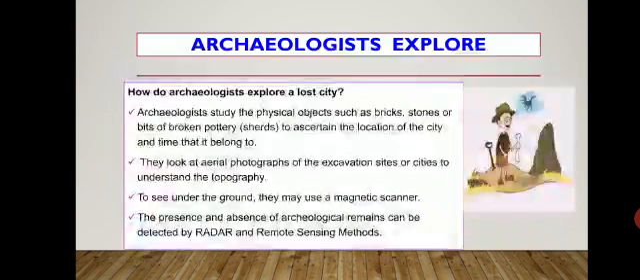Next topic is Archaeologist Explorer. How do archaeologists explore a lost city? In Tamil, தொலைந்து போன ஒரு நகரத்தை அகழ்வாராய்ச்சியாளர்கள் எப்படி கண்டுபிடிக்கிறார்கள்? Let's continue. Archaeologists study physical objects such as bricks, stones or bits of broken pottery to ascertain the location of the city and the time that it belonged to. They look at aerial photographs of the excavation sites to understand the topography. Dear students, topography தமிழ்ல அகராதின்னு சொல்லுவோம்.